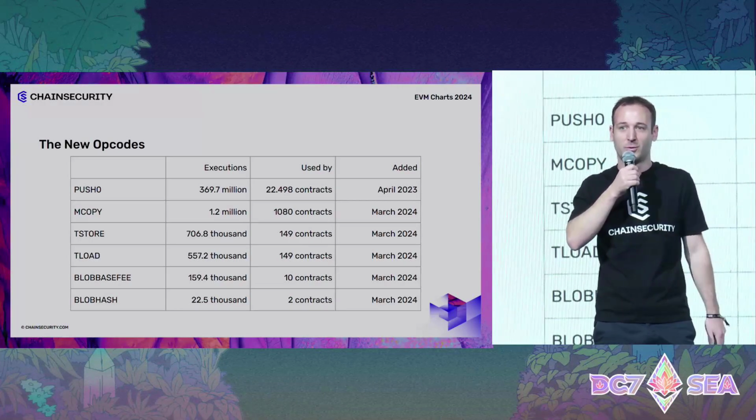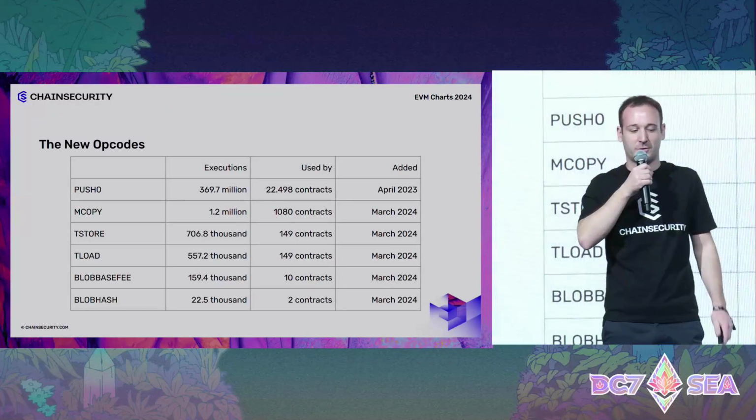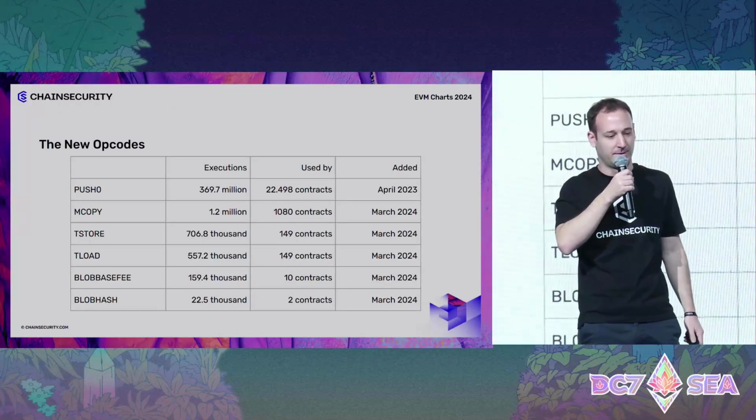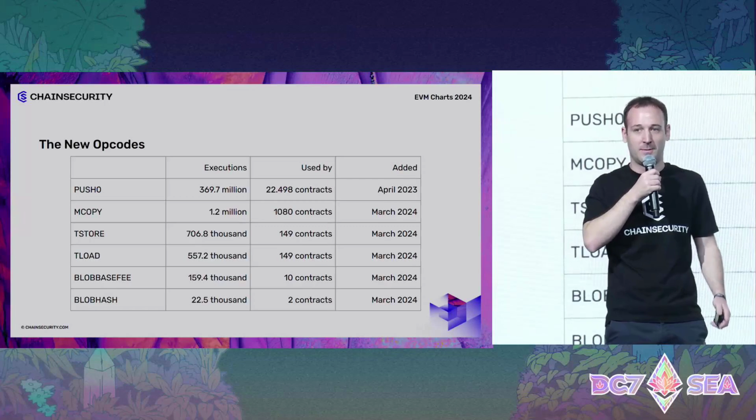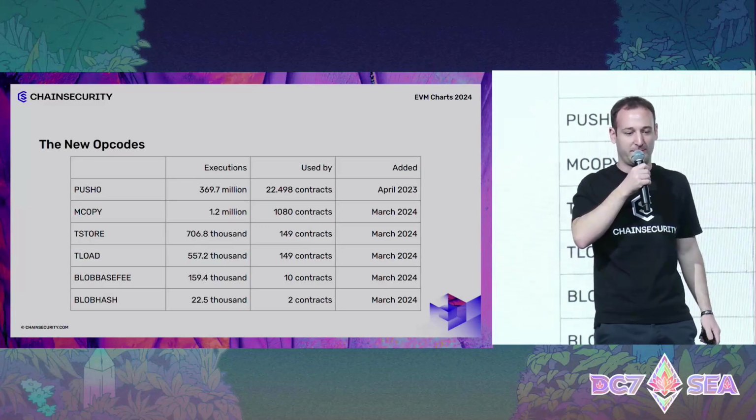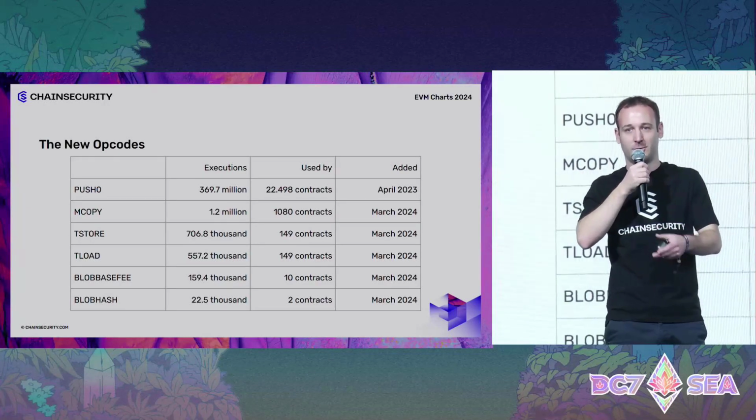So this new opcode is already used more than, for example, calldataload or mul. You might wonder why tstore is used more than tload, because in a typical reentrancy pattern, you have tstore, tload, tstore.